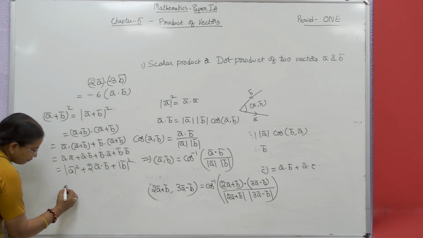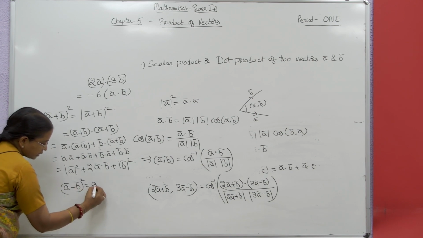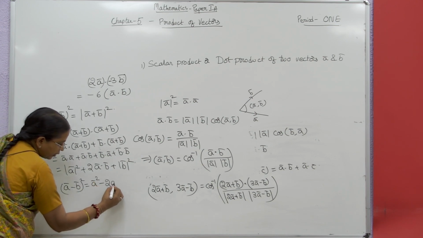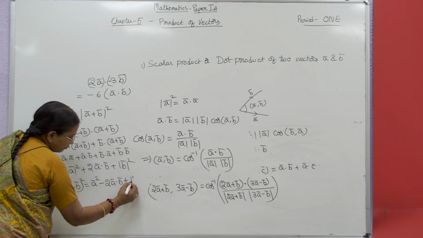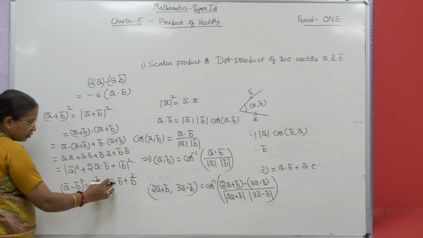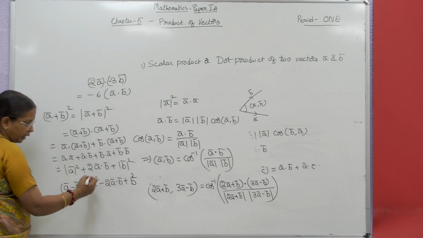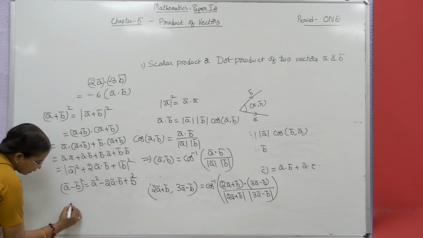And then in the same way you have (A − B) whole square as A square minus 2 A dot B plus B square. You already have these formulae identities, but instead of AB, 2AB, you should write A dot B. A square means mod A square, B square means mod B square, like that.